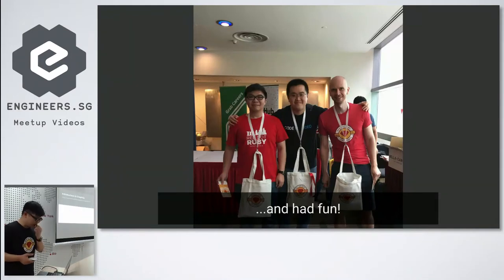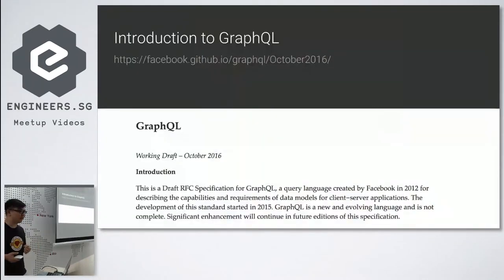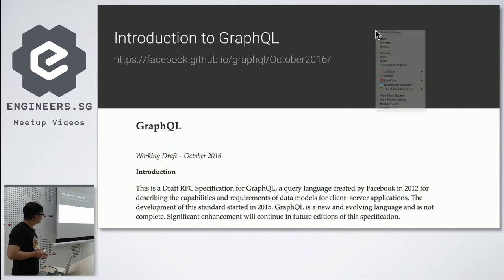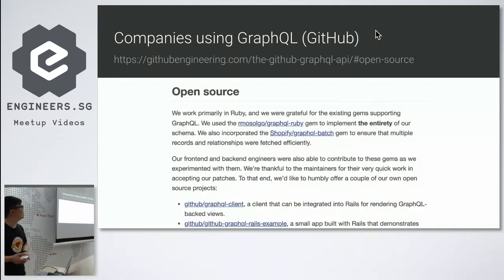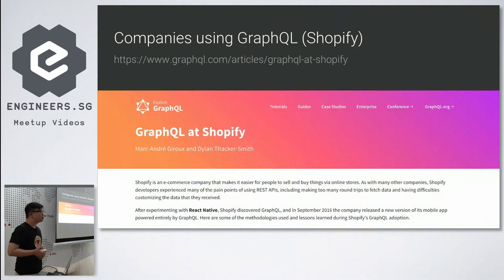Okay, but what we're going to talk about today is really GraphQL. GraphQL was invented by Facebook back in 2012, but it was open sourced around 2016. That's the URL, you can read up on the RFC spec. But there are also other companies using GraphQL. Today you can actually learn GraphQL from GitHub. Their version of the API is actually in GraphQL. That's actually my starting point, and that gave me a lot of confidence. And they also use the GraphQL Ruby gem. Shopify also uses GraphQL.